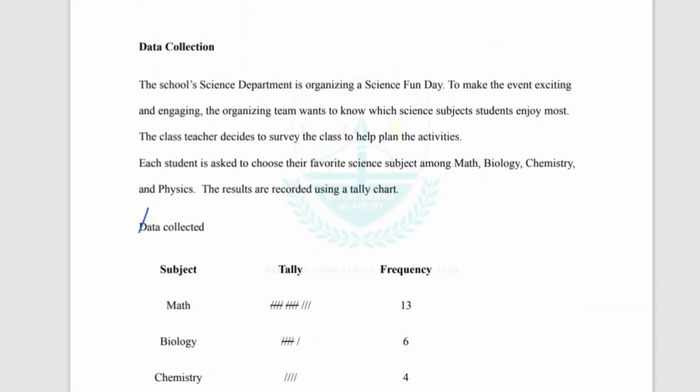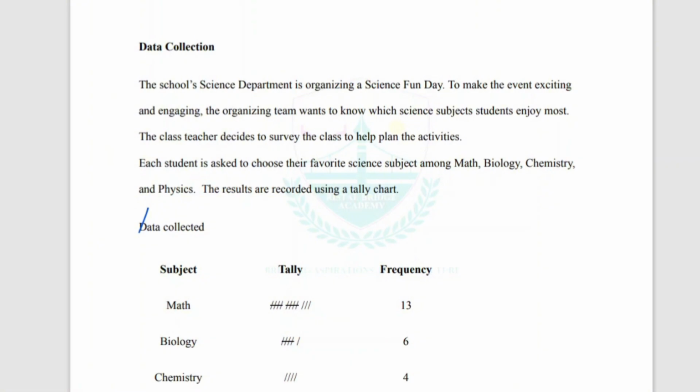This was an event, where the school was planning to organize what we call a science fun day, whereby they want to see which subjects are most liked by students in a certain school. So the teacher decided to go and ask students in a certain class which of the four science subjects is their favorite, whereby we have chemistry, biology, mathematics, and physics. Some of you at your school also have your favorite subject among these four subjects.